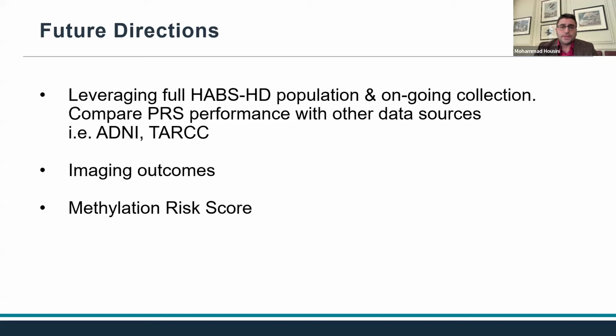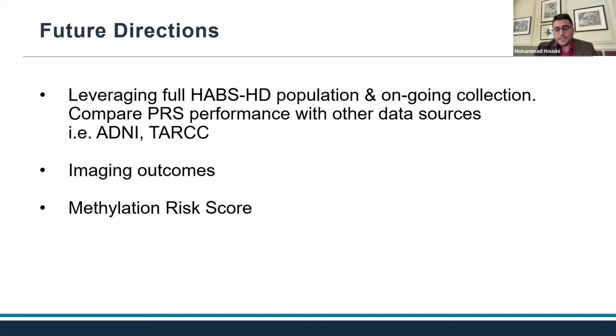The other thing that I'm very excited about is to use, rather than just a binary trait outcome for the polygenic risk scores, such as Alzheimer's or no Alzheimer's, a continuous variable using the imaging. I think that would give us a little bit more insight and perhaps better accuracy for the model.